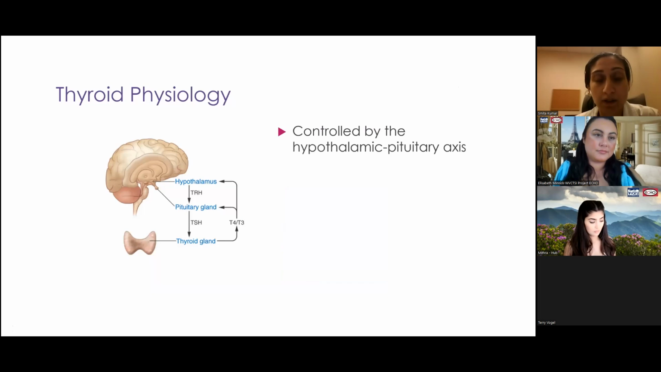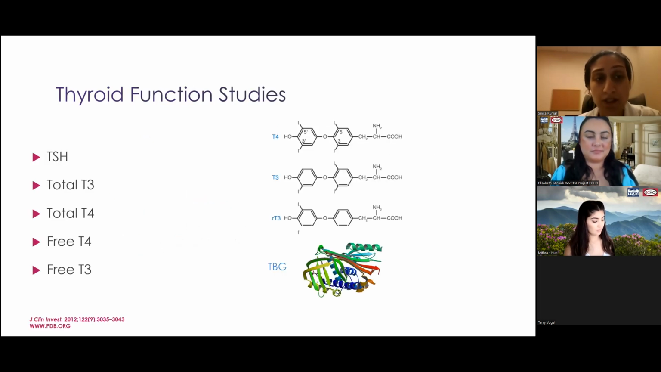So moving on to thyroid function tests. The thyroid is controlled by the hypothalamic pituitary axis. So our hypothalamus releases TRH, which tells the pituitary gland to release TSH. So your TSH is your signal from your pituitary gland that then tells your thyroid gland to make both T4 and T3. Most of the production from the thyroid is T4, and then your body converts it to T3, which is the active hormone. These are the different studies that you may order in an outpatient setting to evaluate for hypo or hyperthyroidism.